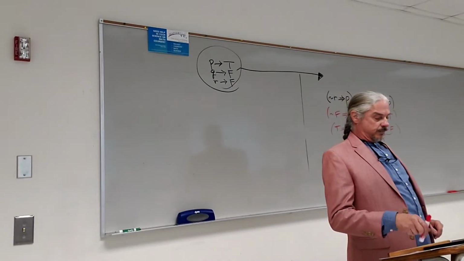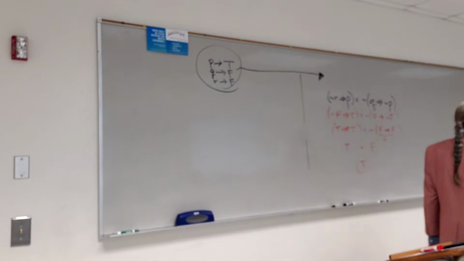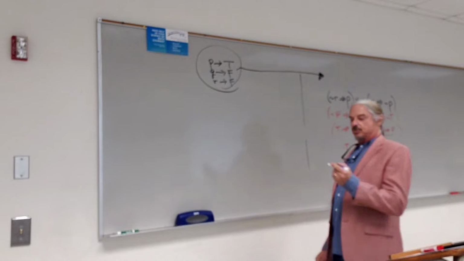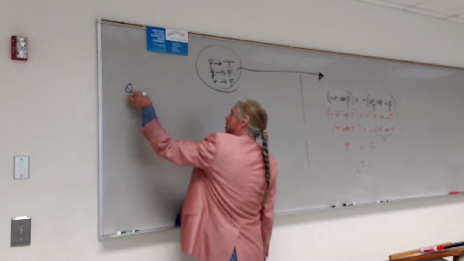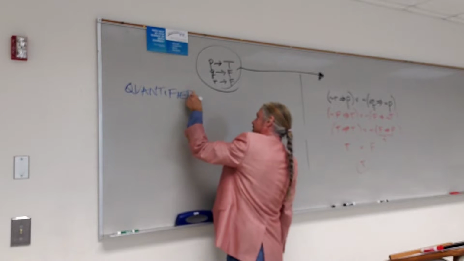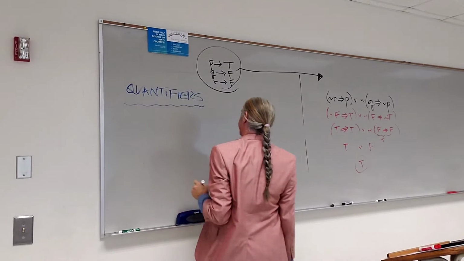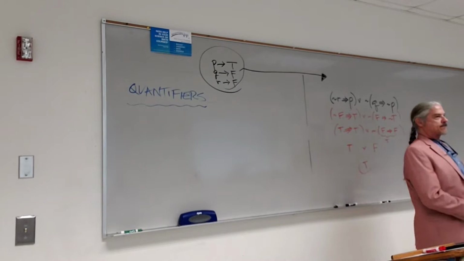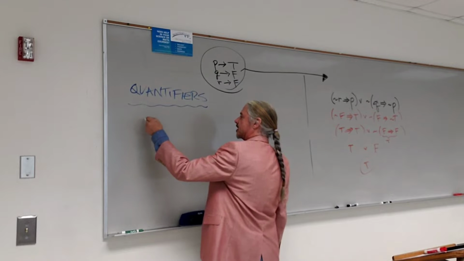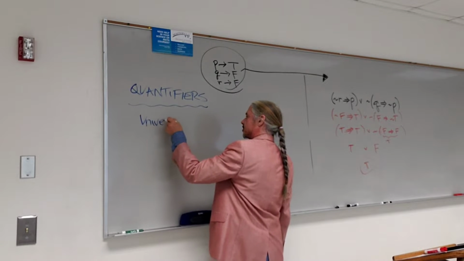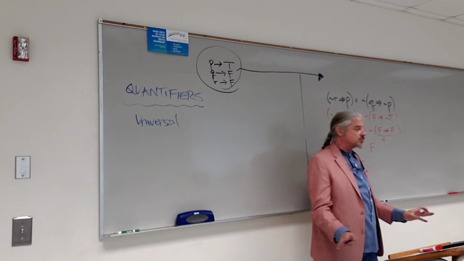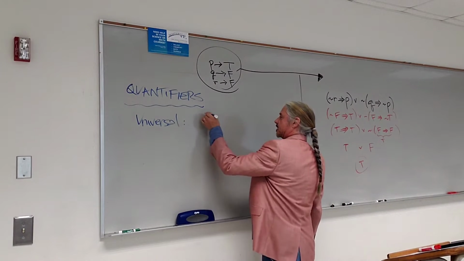Okay, so let's talk. When we left off, we were talking about quantifiers. So quick review, write down notes. There are two kinds of quantifiers. There is the universal quantifier, not to be confused with the universal set, it's just called the universal quantifier, and it looks like this.